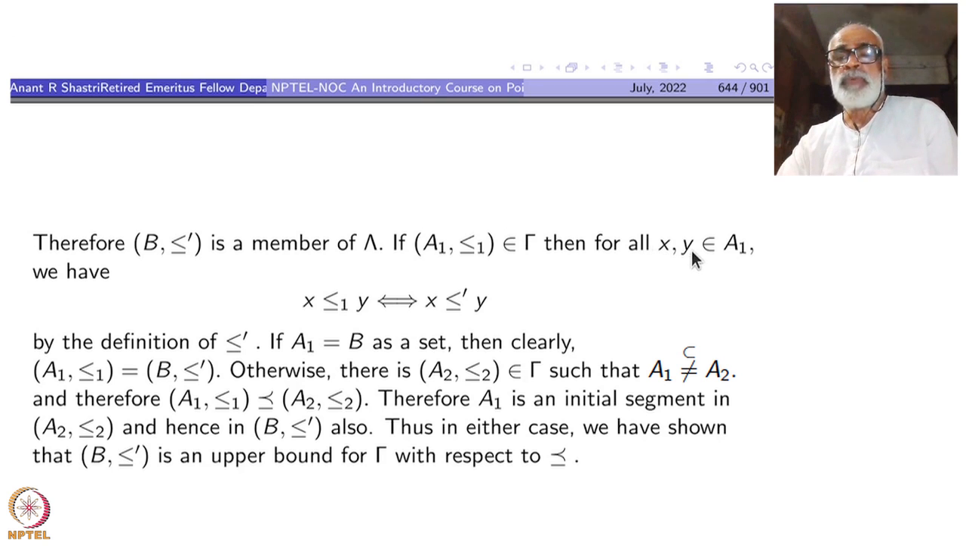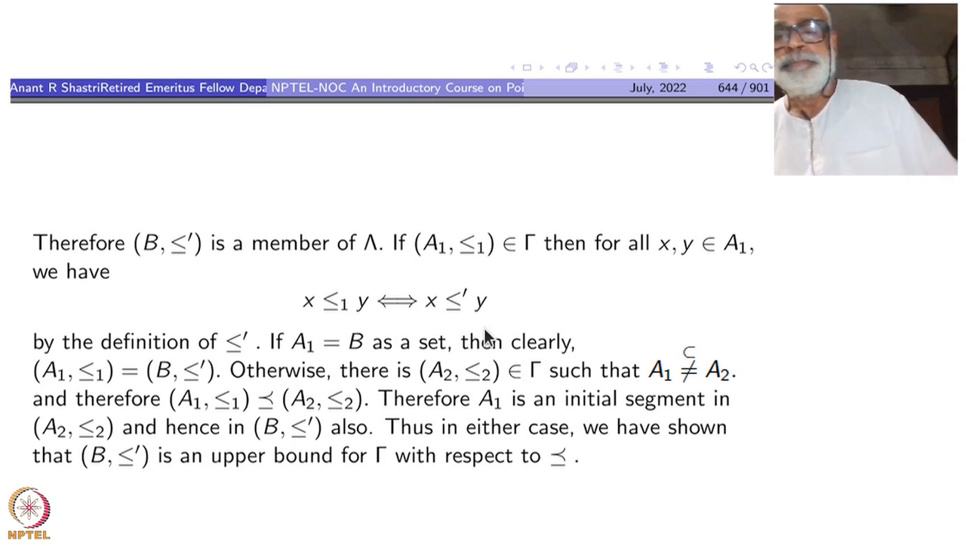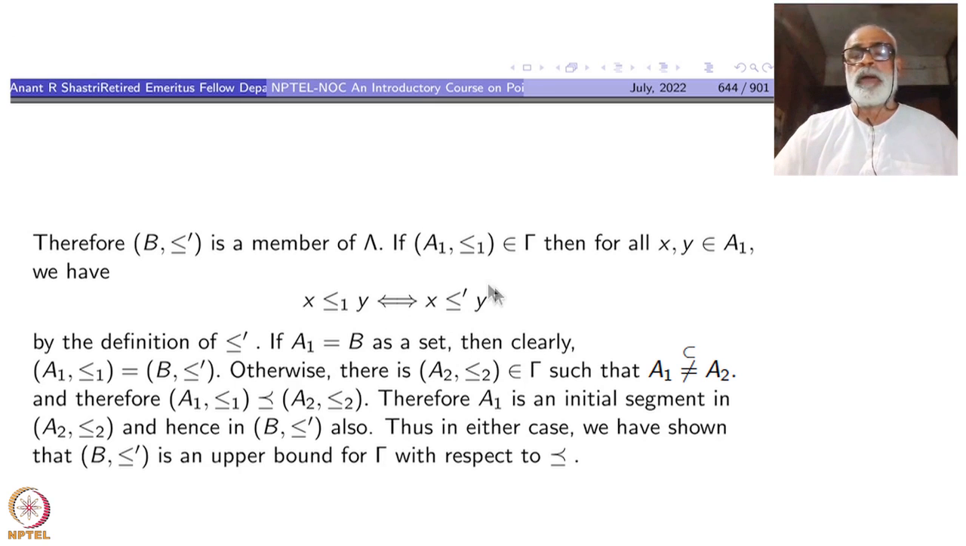Then for X and Y inside A1, we have X less than or equal to Y if and only if X is less than or equal to Y prime, by the definition of this prime order. This is the rule we have already. Therefore, one thing is clear, namely the order is fine. We have to show that A1 precedes B, that is what we have to show, right? So this condition is satisfied.